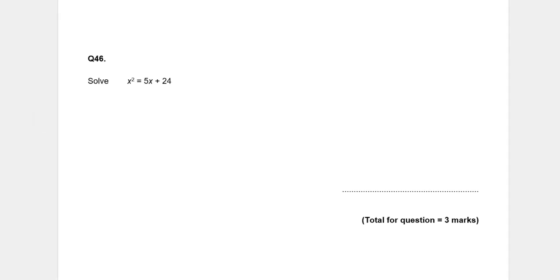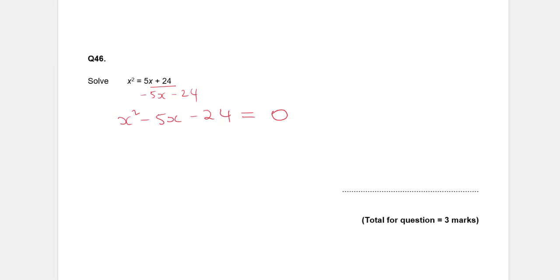Next, we've got the last question here. We are solving a quadratic equation. Now this question is not in the form of ax squared plus bx plus c, so we need to rearrange it. So we need to take everything on this side to the other side. So basically we're taking away 5x from here, and then we're going to take away 24 from here. So that will leave us with x squared minus 5x minus 24 on the other side, and then it'll leave us with 0 on the right hand side.